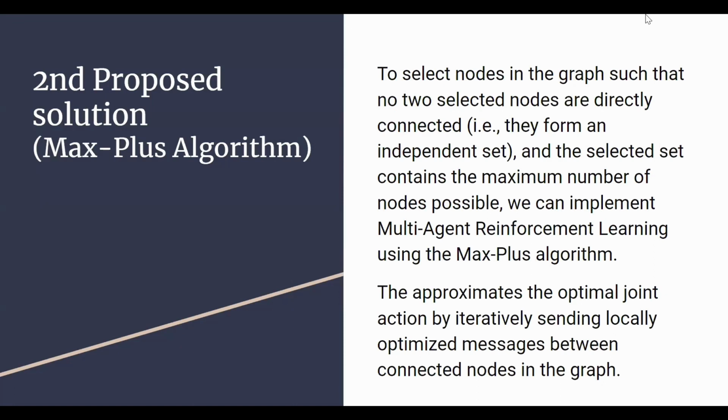So I am going to propose our second solution, that is the max plus algorithm. So our problem statement was to select nodes in the graph such that no two selected nodes are directly connected. That is, they form an independent set, and the selected set contains the maximum number of nodes possible. We can implement multi-agent reinforcement learning using the max plus algorithm to solve this problem statement. This approximates the optimal joint action by iteratively sending locally optimized messages between connected nodes in the graph.